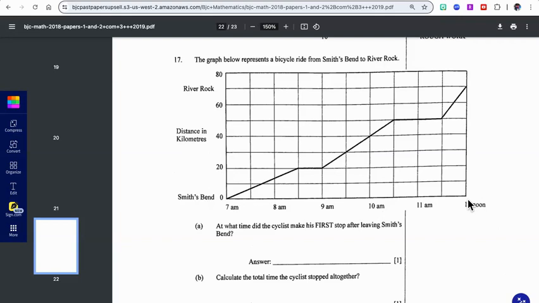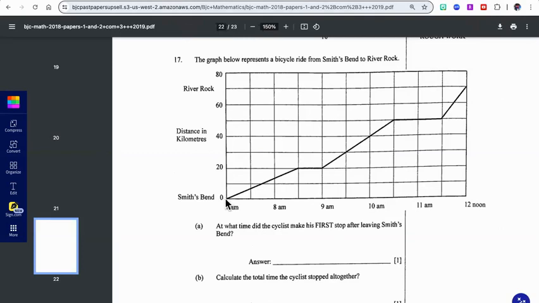Can someone tell me, or raise your hand first, what time did this person leave Smith's Bend? Once you raise your hand, I'll let you know. James. That's a hand raised, James. Or Diane Russell. Okay, so James said 7 a.m. That's correct. So the person left at 7 a.m. What time did that person arrive at River Rock?